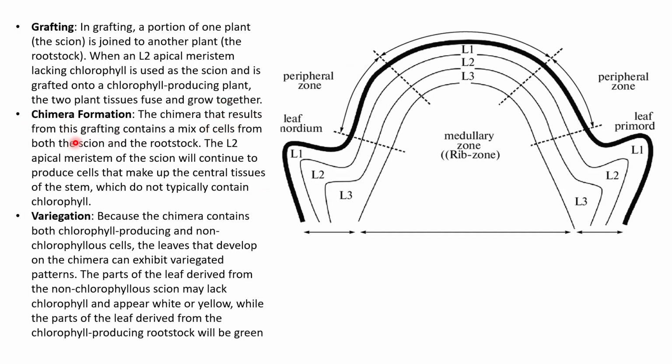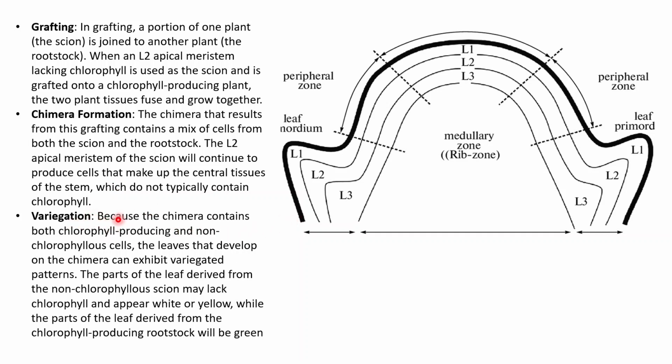The chimera that results from this grafting contains a mix of cells from both the scion and the rootstock. That means both from the non-chlorophyllated plant as well as from the chlorophyllated plant. The L2 apical meristem of the scion will continue to produce cells that make up the central tissues of the stem, which do not typically contain chlorophyll. So the L2 meristem will form the internal structures which do not typically contain chlorophyll.